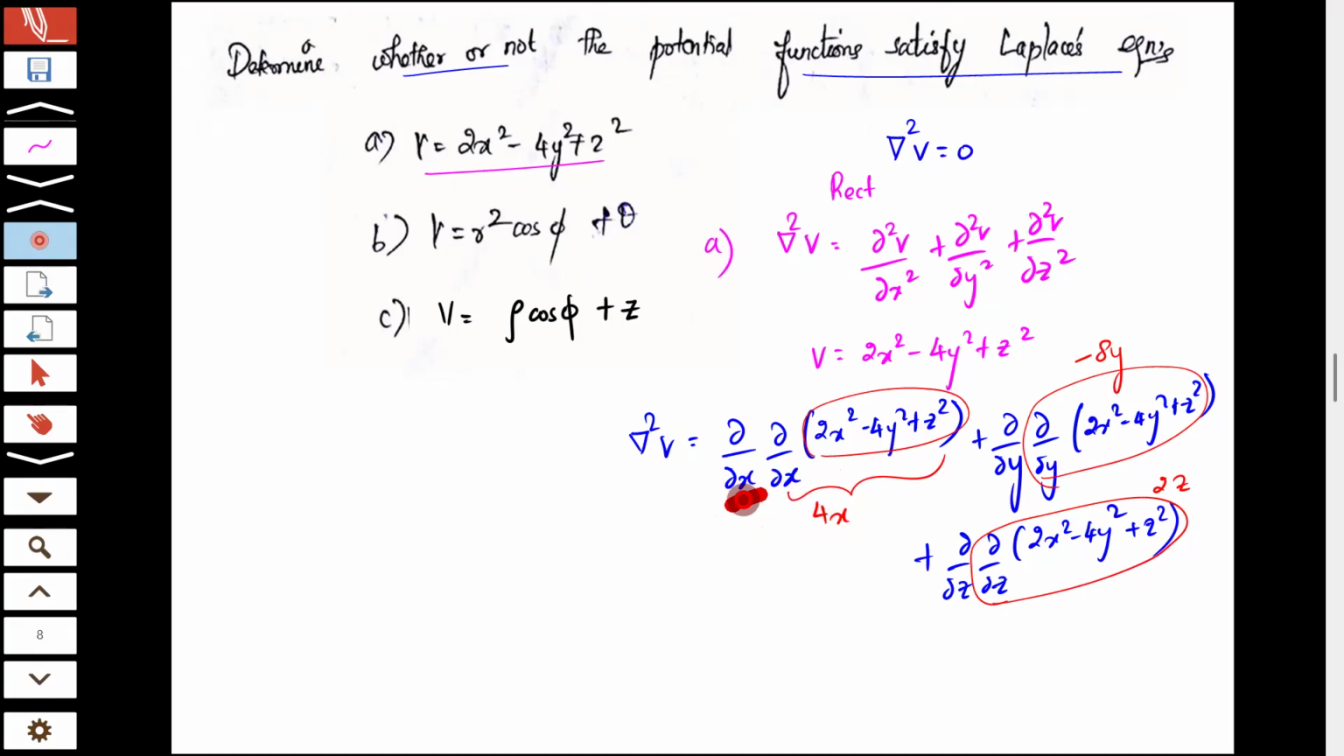That 4x has to be differentiated one more time with respect to x. And this minus 8y has to be one more time differentiated with respect to y. And this 2z has to be one more time differentiated with respect to z. So let us perform that.